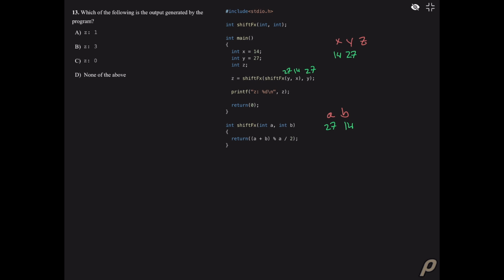Alright, so then let's do the calculation here, and I believe that this is the same thing that we were doing in this last problem. So it's adding it, then modding it, then dividing by 2. So we'll write all of them out right there. And so we know that this is just going to be 41 mod 27 divided by 2. And so we know that 27 only goes into 41 once cleanly.